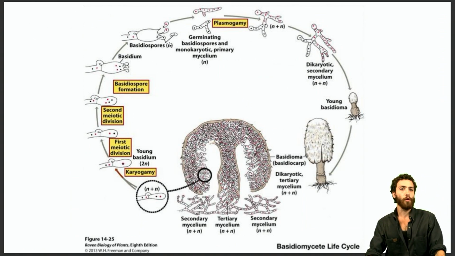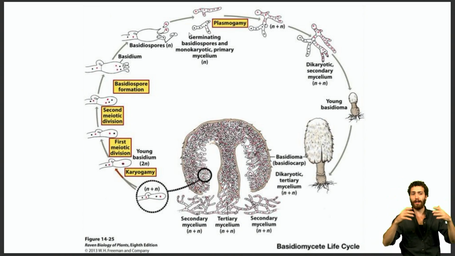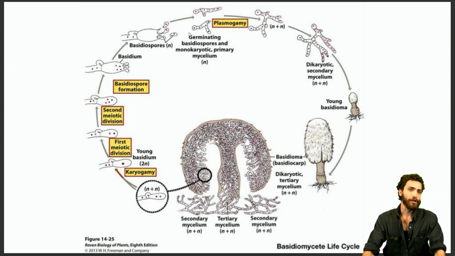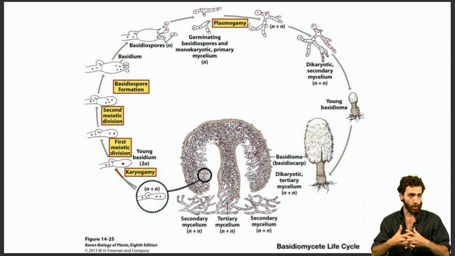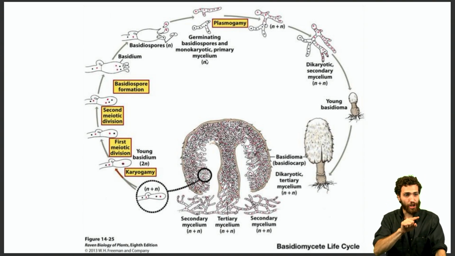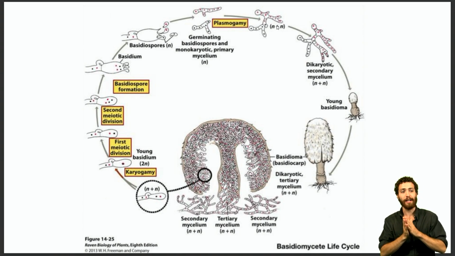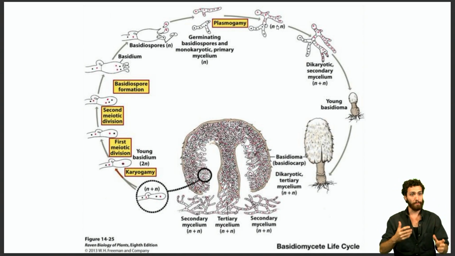Here are those 4 basidiospores that are produced as a result of meiosis, of meiotic division. These basidiospores are dispersed through air, wind, water, and they eventually germinate. They produce these hyphae. These hyphae will meet, and they will go through plasmogamy and anastomosis. They will join, and they'll go from being each n to together n plus n. So now we have a hypha that is dikaryotic, n plus n.